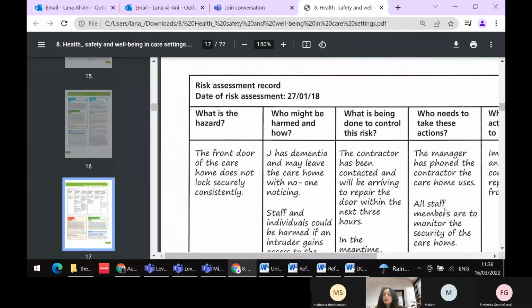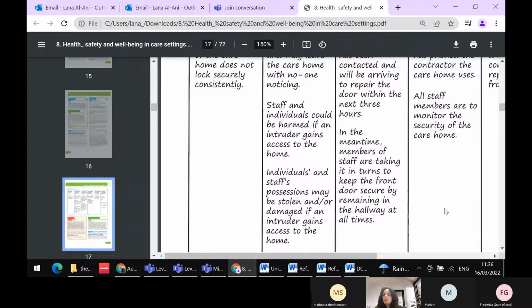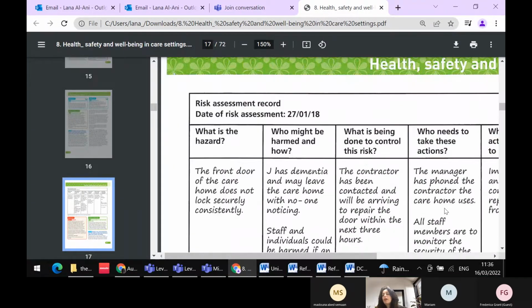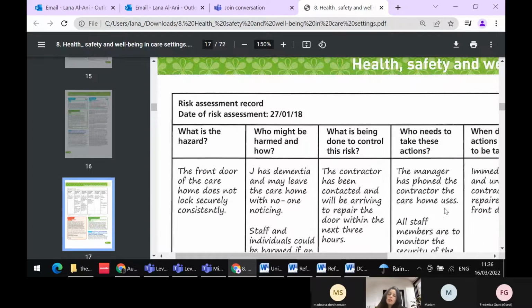So here, this is just an example for you to see how you can write a risk assessment. You will have a proper table. All you need is to write the information when you record the risk. So, for example, what's the hazard? You can write if there is any faulty machine, any intoxication, any food hygiene issues. This is the hazard. You need to write it down.